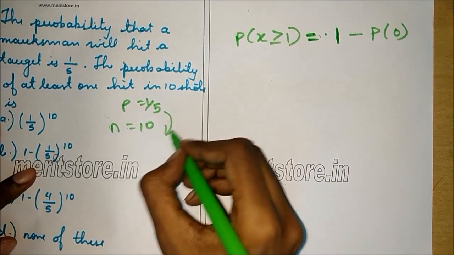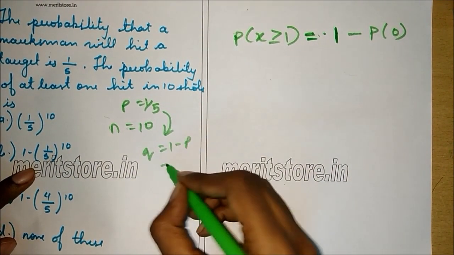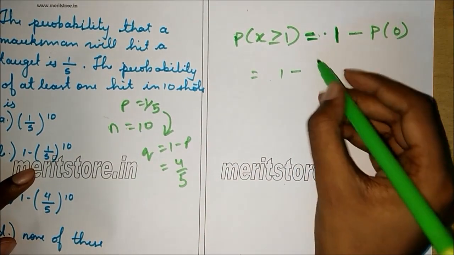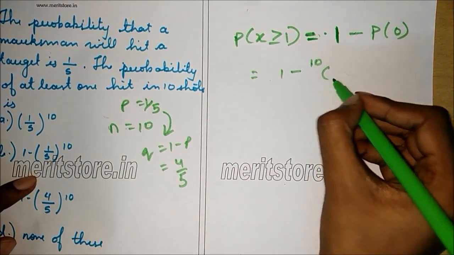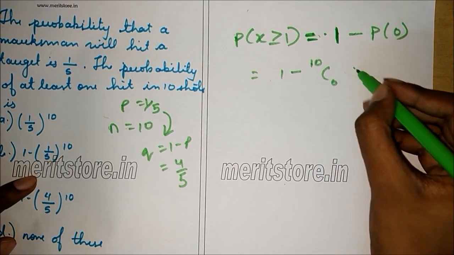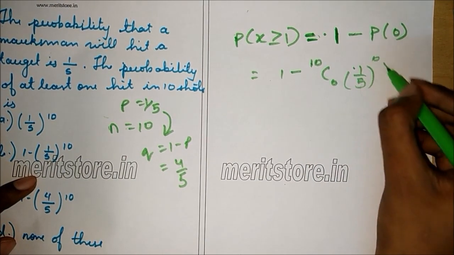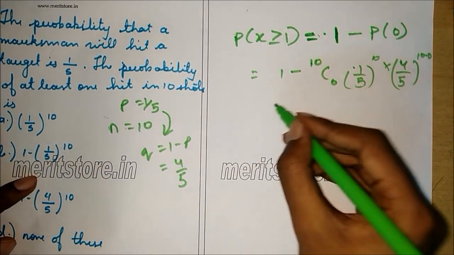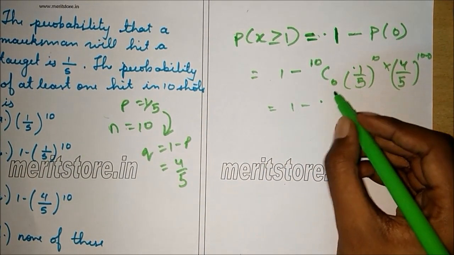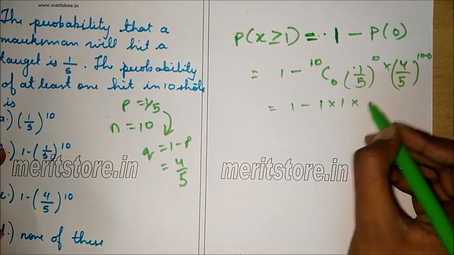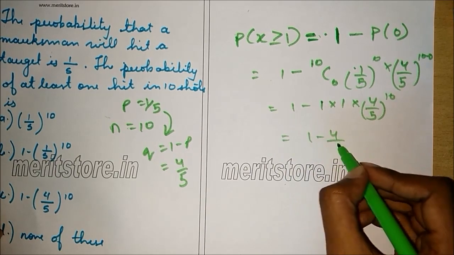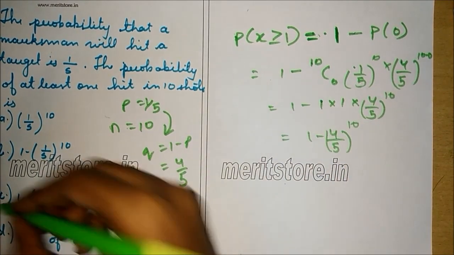So p is 1 by 5. So therefore q will be 1 minus p, which is 4 by 5. So this is 1 minus P of 0. P of 0 is nC0, that is 10C0, p raised to 0, that is 1 by 5 raised to 0, into q raised to 10 minus 0. So this will be 1 minus 1 into 4 by 5 raised to 10. This will be 1 minus 4 by 5 raised to 10, which is option C.